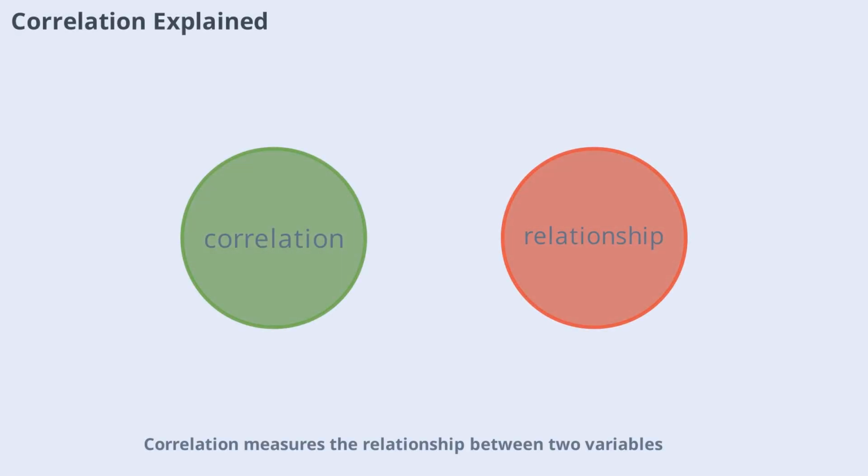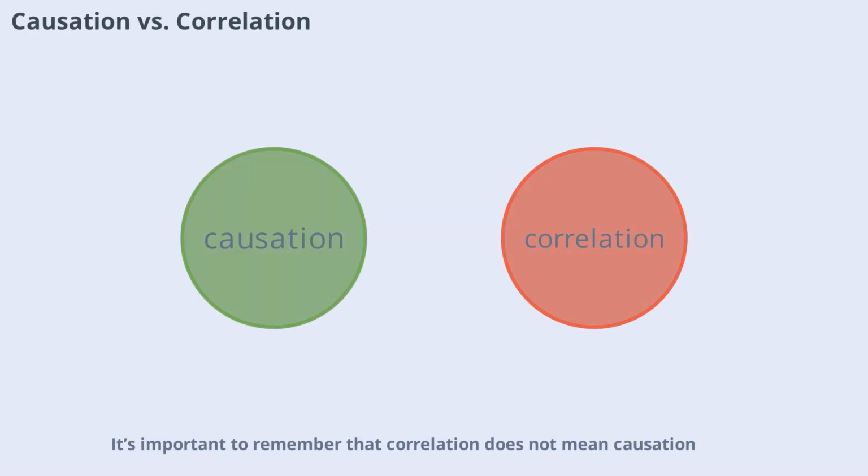Correlation measures the relationship between two variables. If both variables increase together, the correlation is positive. If one increases while the other decreases, it's negative. Correlation is usually measured on a scale from -1 to 1. A value close to 1 means a strong positive relationship, while -1 means a strong negative one. 0 means no relationship. It's important to remember that correlation does not mean causation.